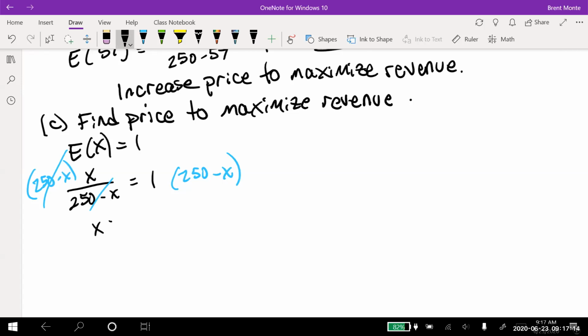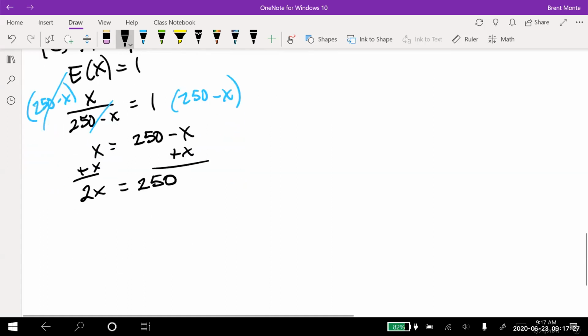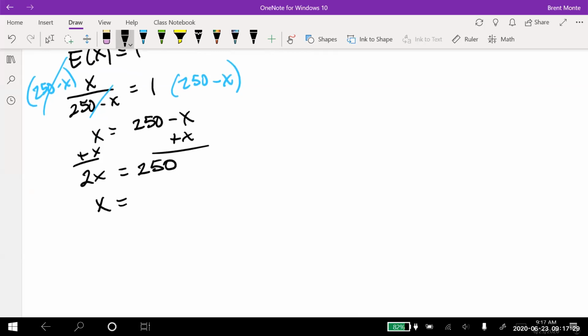And I get x equals 250 minus x. I'll add x to both sides, and I get 2x equals 250. Divide by 2, I get x equals $125. Clearly more than the $57 that we checked. So we want to increase the price to $125. That's going to maximize my revenue.